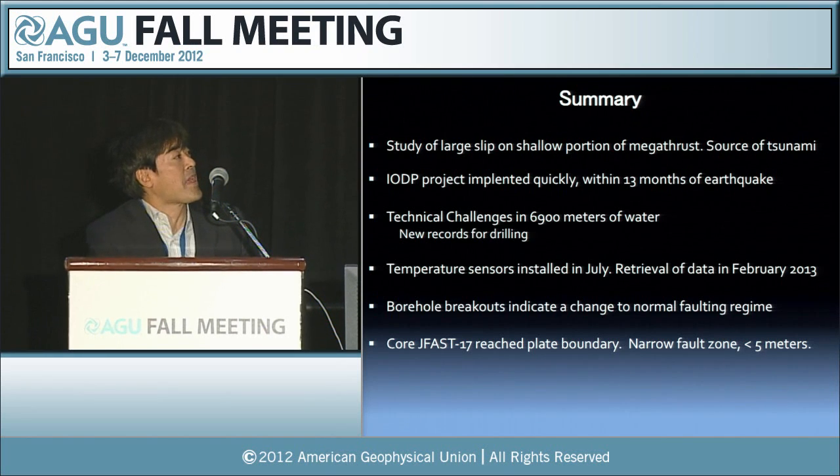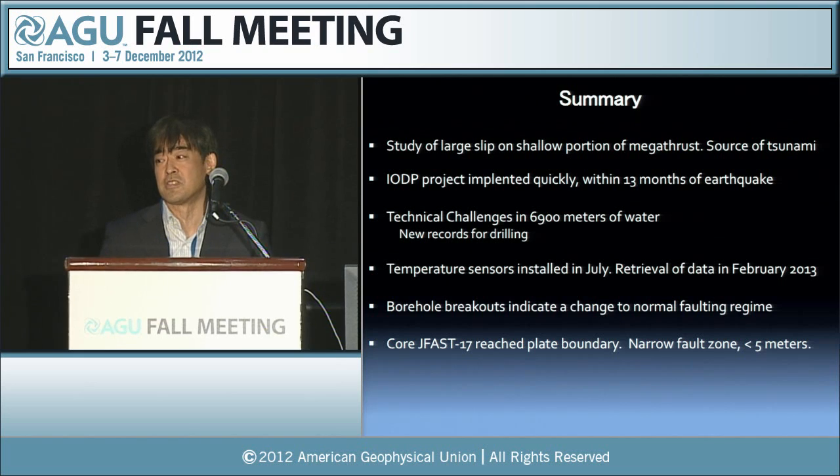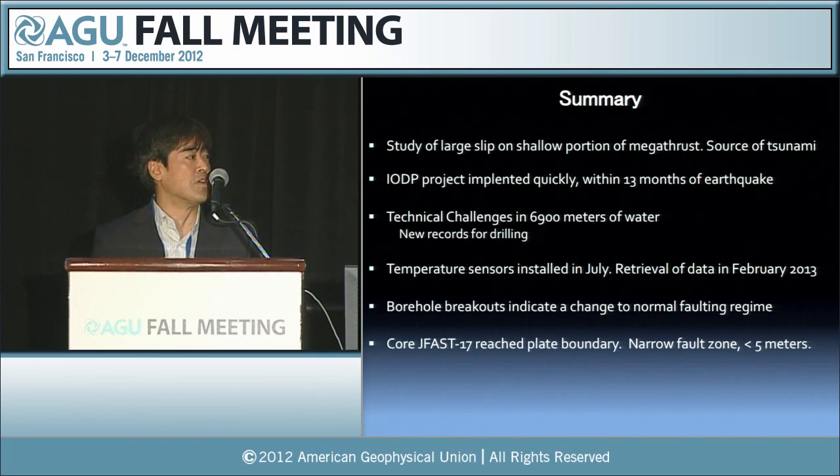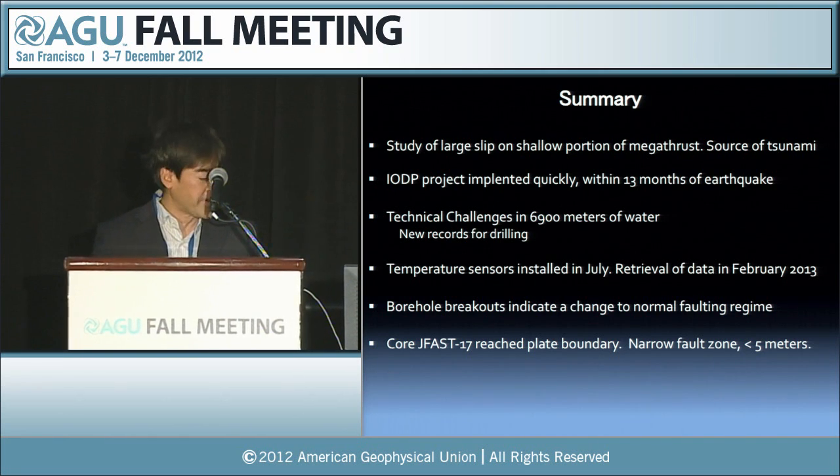And so in summary, the main purpose was to look at the huge slip that happened on the fault during the earthquake. Very fast implementation: we could get to the fault within 13 months of the earthquake. Difficult drilling in deep water. One of the most important observations is to try to measure that frictional heat. And so we have temperature sensors in now, which will be retrieved in February. We have good borehole breakouts to look at the faulting. And last, we got a very good sample of the actual plate boundary fault zone, and we see a very narrow width of the plate boundary fault zone of less than 5 meters. Thank you.